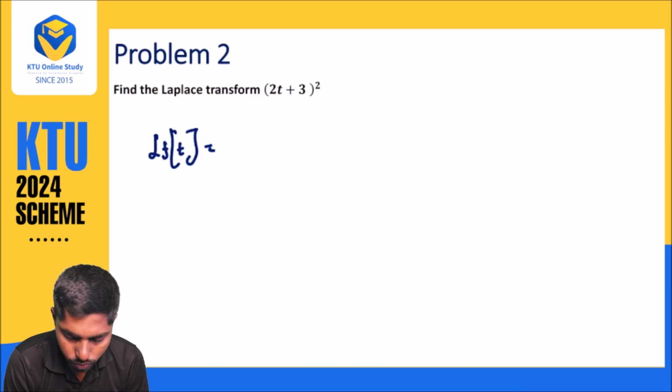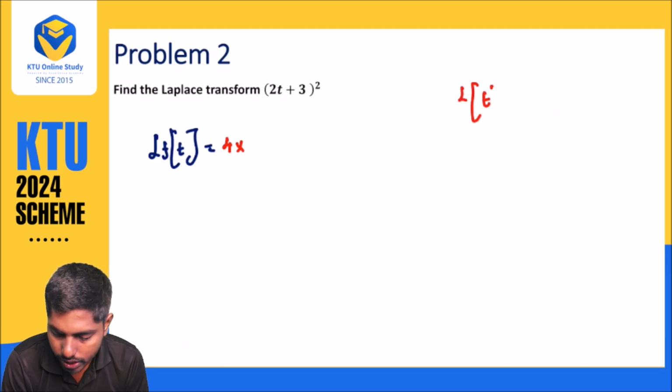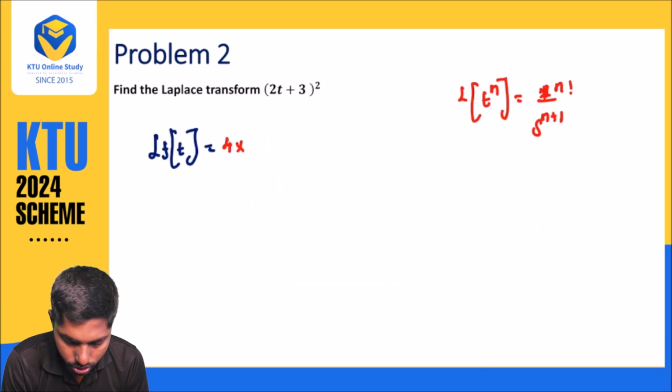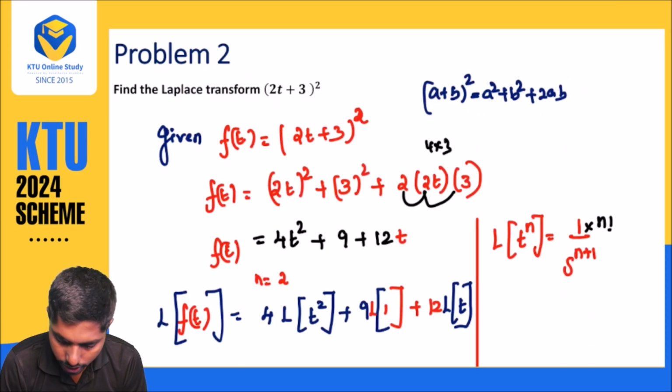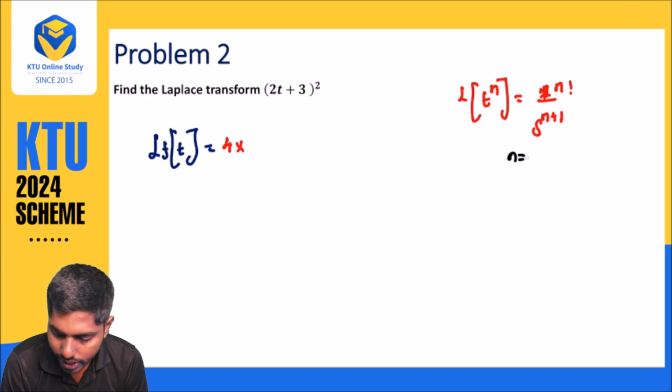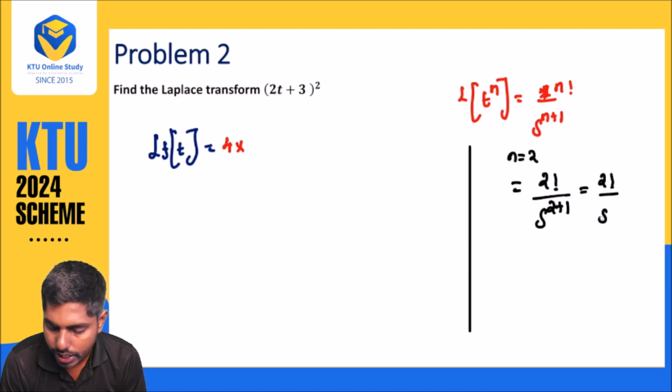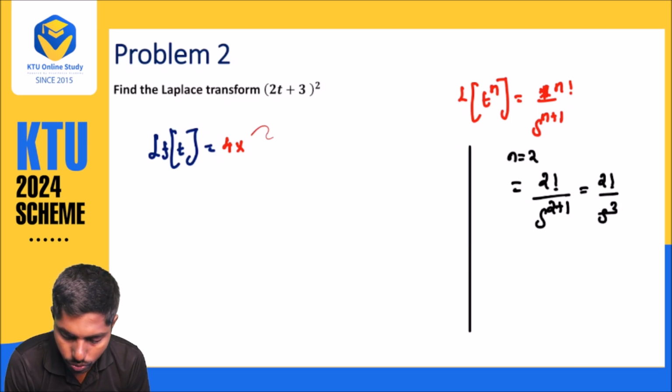L of f of t is equal to 4 into L of t square. L of t power n is n factorial divided by s power n plus 1. So what is n here? n equal to 2. When n equal to 2, it will become 2 factorial divided by s power 2 plus 1. So this is nothing but 2 factorial divided by s cube. So we will be getting 4 into 2 factorial divided by s cube. So first thing is over.